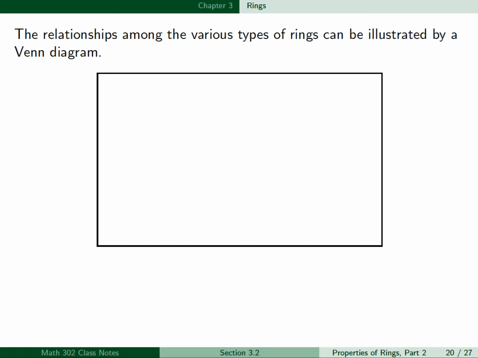Now the relationships among the various types of rings can be illustrated by a Venn diagram. So we'll just start with a rectangle, and this is supposed to represent the set of all rings.